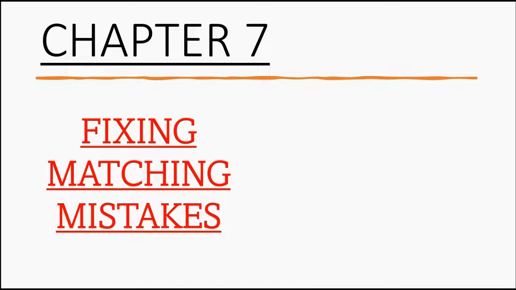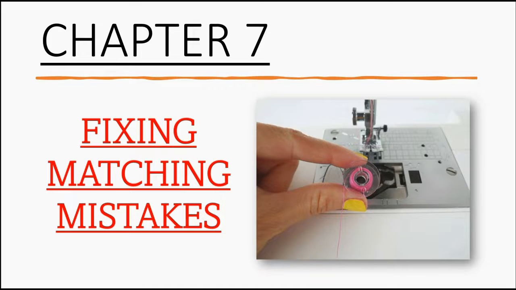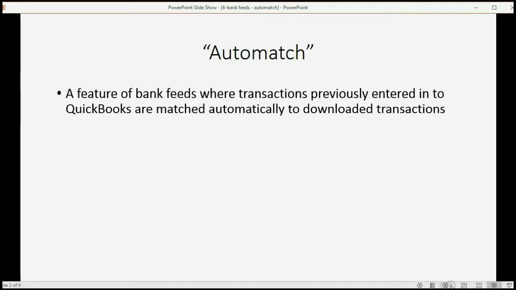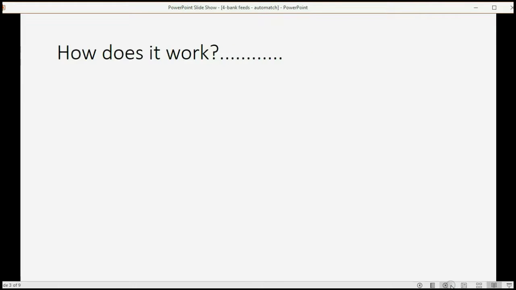Chapter 7. Fixing Matching Mistakes. Auto Match is a feature of bank feeds where transactions previously entered into QuickBooks are matched automatically to downloaded transactions. How does it work?